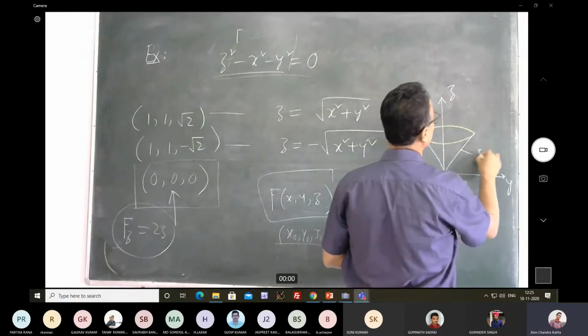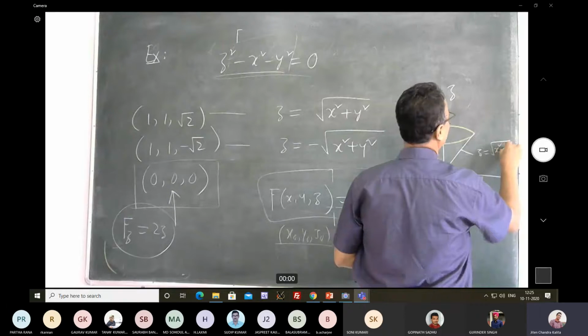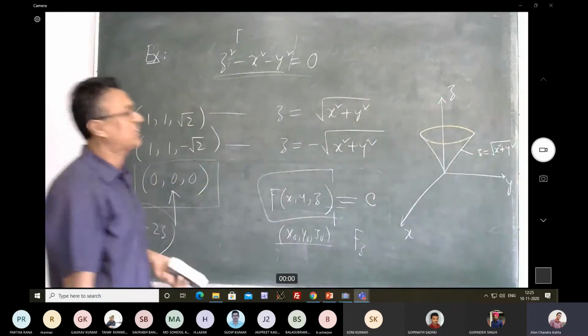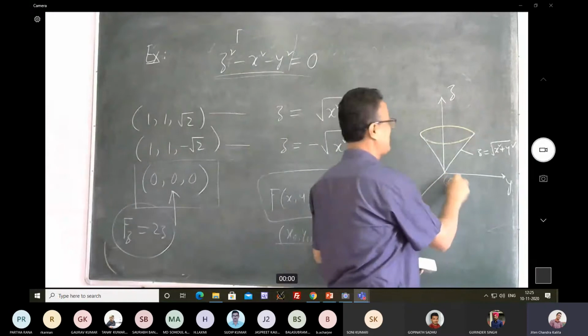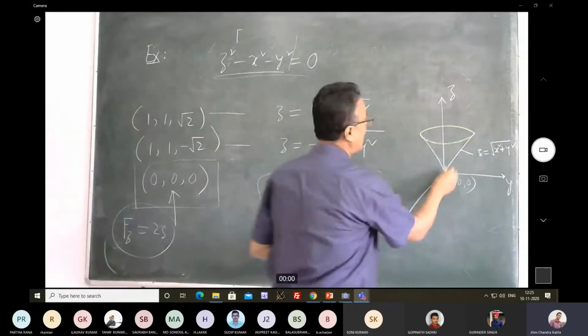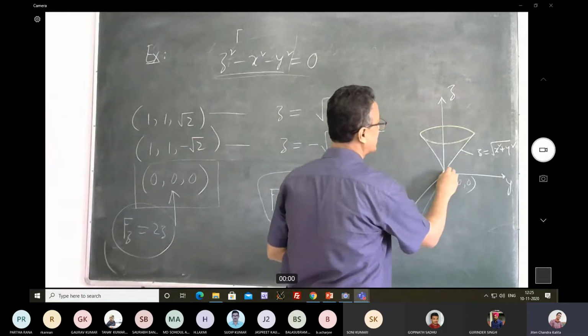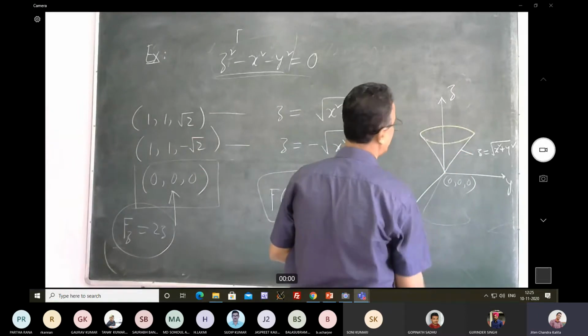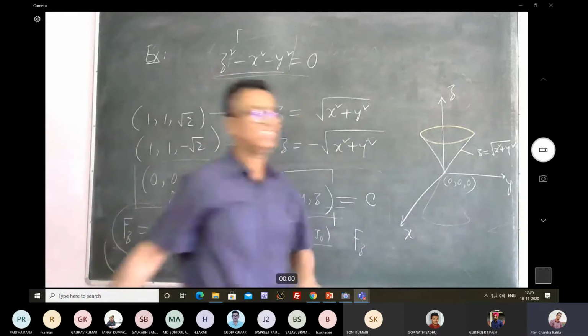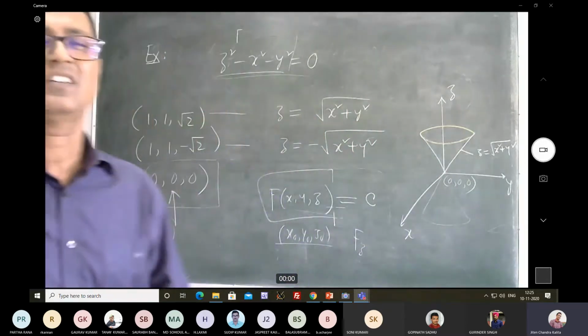Okay, so this is simply, right. Okay, for example, can you see what is happening here? Can you see what is happening here? Of course, I could have taken either this part or this part also. I could have taken that part also. So now, can you see what is happening there at the origin?